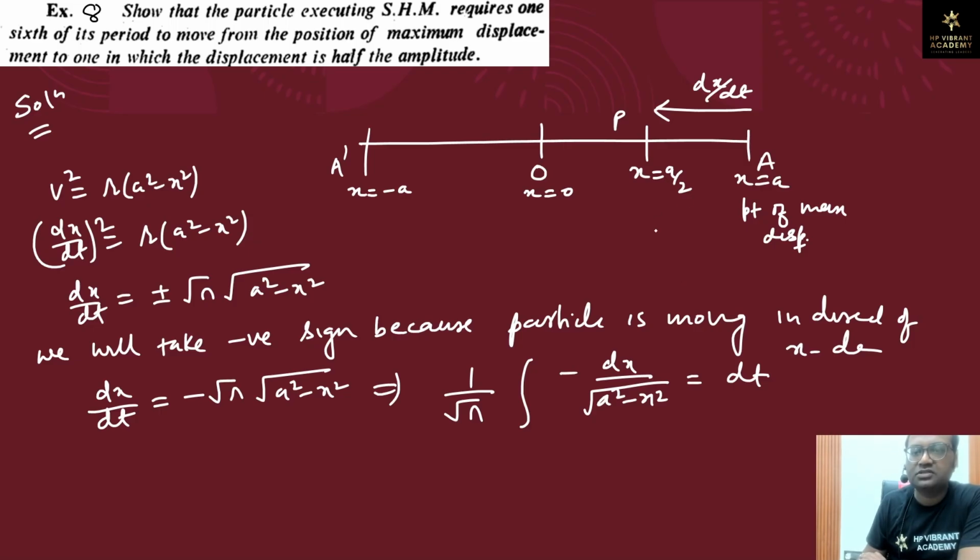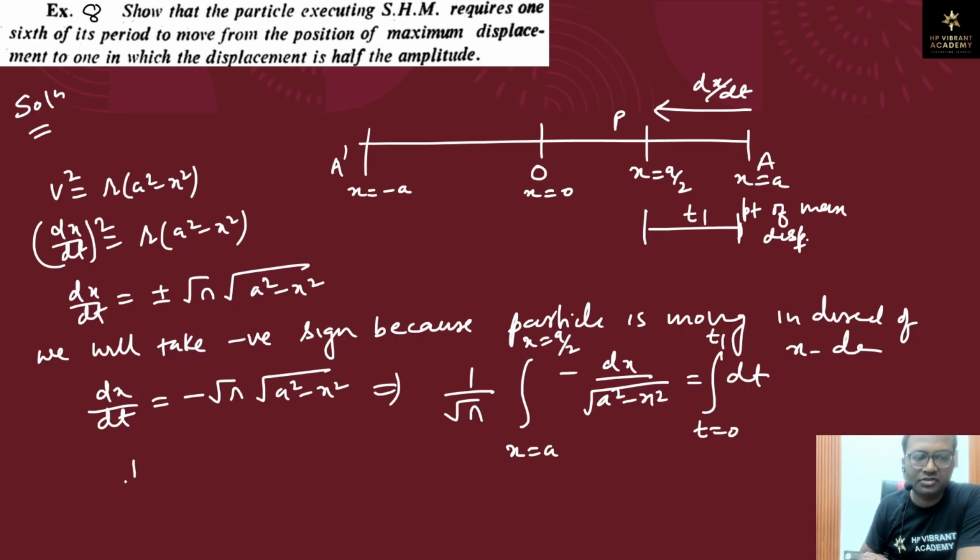Okay, so let us consider the total time taken is t1. From A to P, the total time taken is t1. So we have the total time t, which is t equal to 0 when x is equal to a, and when x is equal to a by 2, the time is equal to t1.